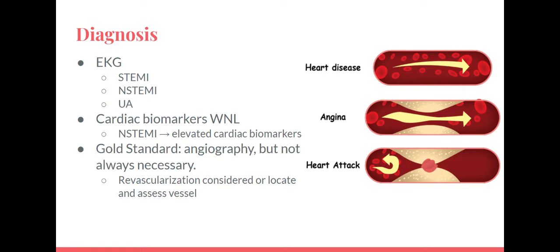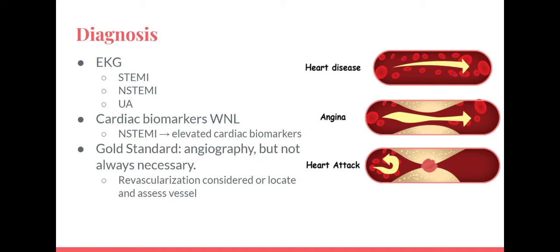For the diagnosis of unstable angina, you can use an EKG. If the EKG is indicative of a STEMI, then the ST segment will be elevated. If it's an NSTEMI, there might be ST depression or T-wave inversion. And then with unstable angina, your EKG could be normal or in between attacks of the patient's chest pain, or it might have inverted T waves showing previous ischemia.